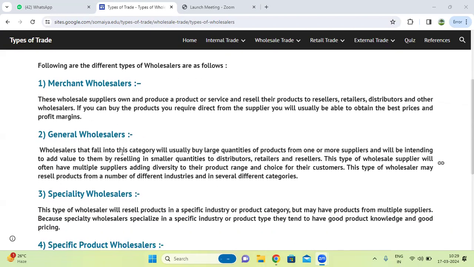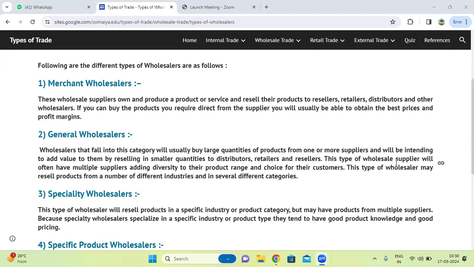Wholesalers that fall into this category will usually buy large quantities of product from one or more suppliers, and add value to them by reselling smaller quantities to distributors, retailers and resellers. So general wholesalers buy large quantities of products, and supply and resell them in smaller quantities to retailers and resellers. This is the role of the general wholesaler.